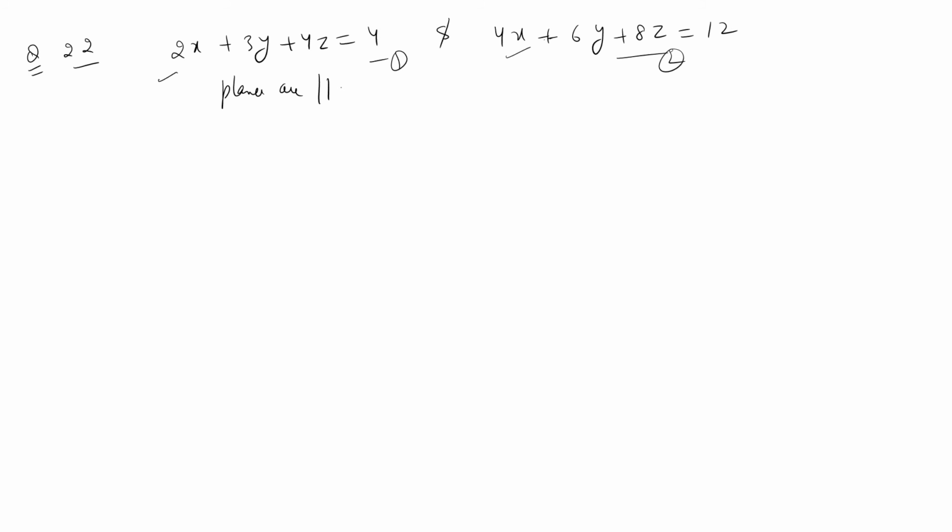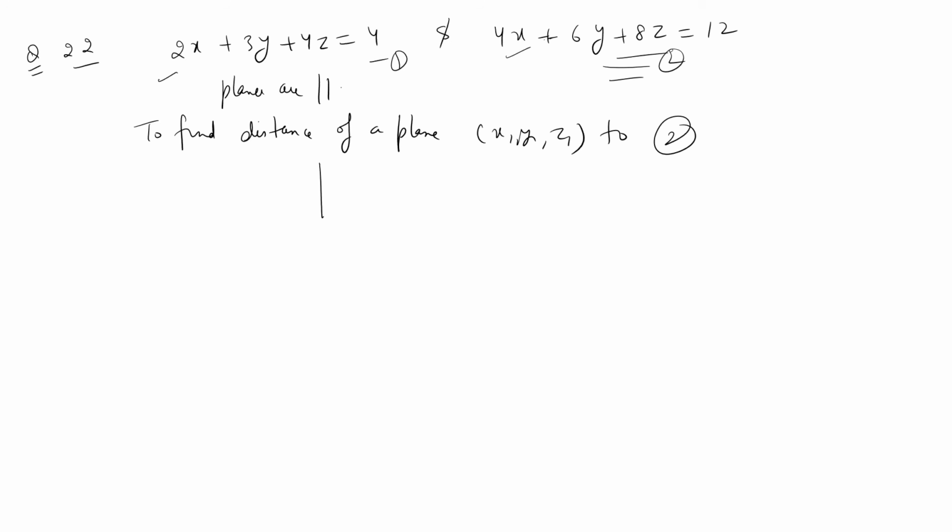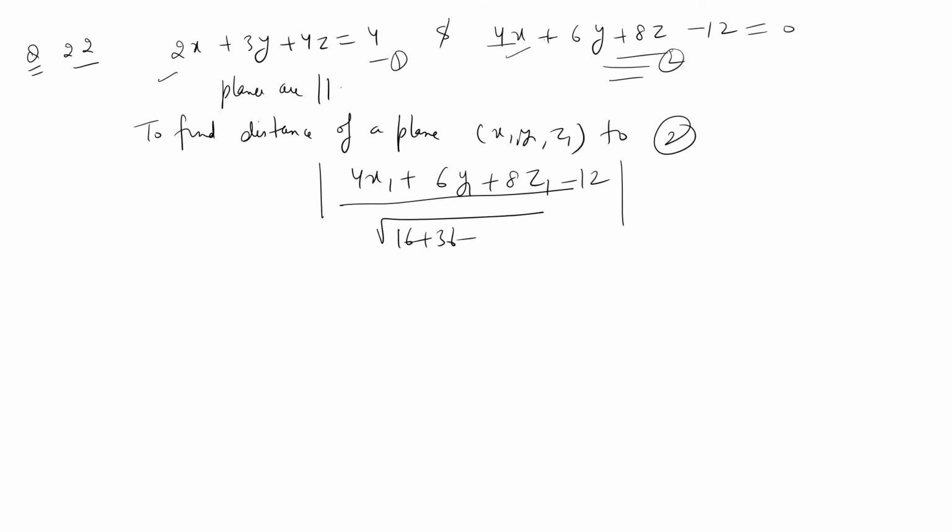Right? Now to find the distance of a plane from any point x1, y1, z1 to, say, I'm taking the plane 2. Okay, so the equation will be a into x1. So this is 4x1 plus 6 into y1 plus 8 into z1, and this plane we need to take as minus 12 equal to 0 as we go for the distance formula, upon under root 16 plus 36 plus 64.